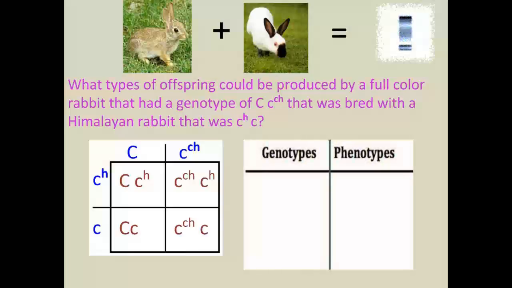And then you have to look back at the genotypes and the phenotypes. The genotypes are just the genetics, so you just pull those directly out of the boxes and put them in the chart. You will have 1/4 of them that will be a capital C with the little c^h. You will have 1/4 of them that will be the little c^ch with the little c^h. You have 1/4 of them that will be capital C, little c, and then 1/4 of them that will be little c^ch and little c.